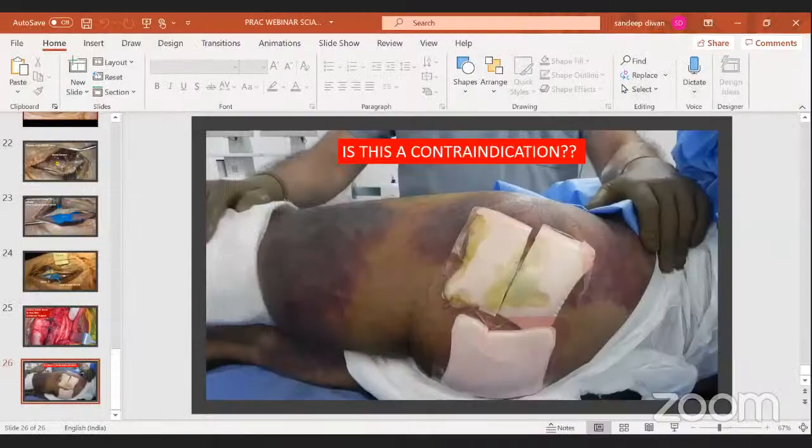So I think I had one more slide, which mentions about the... Sir, can I comment on this picture? Please. Sir, it's a question or a suggestion maybe: if this patient is posted for below knee amputation, anyway the limb is not going to be salvaged. So is it really a contraindication to give a nerve block here?